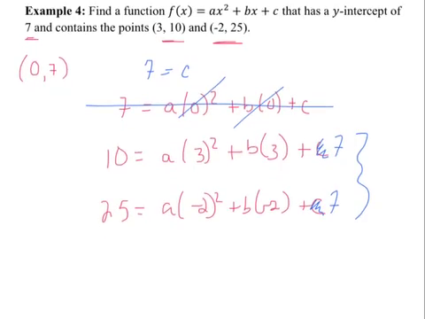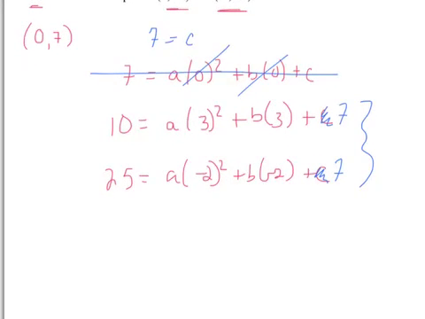Again, we know c is 7 already, so let's find a and b. So this becomes 10 equals, this is going to be 9a plus 3b plus 7. So I'll change the 10, make that a 3, and get rid of the 7.